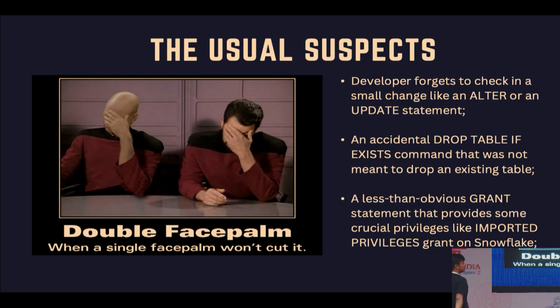So what are the usual suspects? We have faced this problem, but what causes it in the most number of cases? A developer forgets to check in a small change, like a quick alter statement that I had forgotten to check into my Git repository before I logged out on Friday. An accidental drop: delete from table, drop table if exists, and it should not have had the if exists, so it dropped an existing table. Or, for those who have worked on Snowflake, there's something called an imported privileges grant. You passed an imported privileges grant because of which a lot of things were working, and you forgot to check that in, and now a lot of roles and commands are not working. These are some of the higher-level suspects that usually cause these migration days to become nightmares very fast.